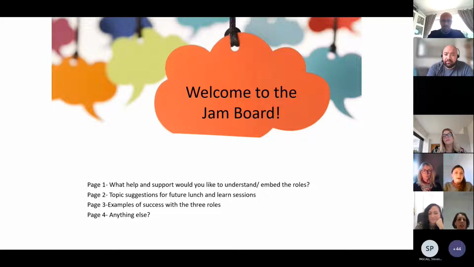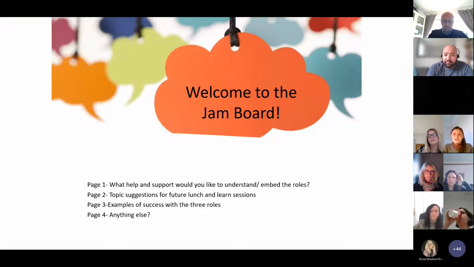So the topics were: what help and support would you like to understand or embed these roles, the 3 roles? Topic suggestions for any future lunch and learn sessions. We really want this to be responsive to what you need, and we're not making those assumptions. Examples of success within the 3 roles that you might already have out there, we'd really like to hear about that. And then page 4 is anything else. So is there anything that we haven't asked you, any questions that you've got, anything else you want to share?